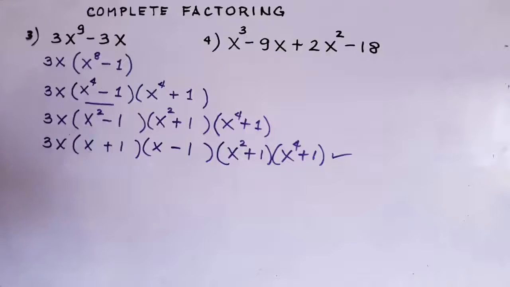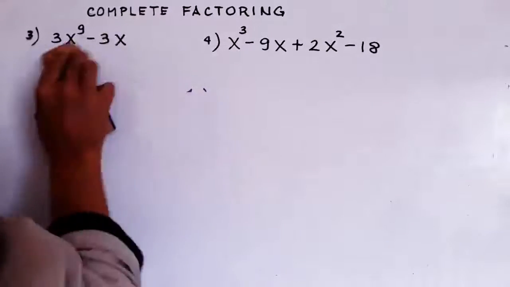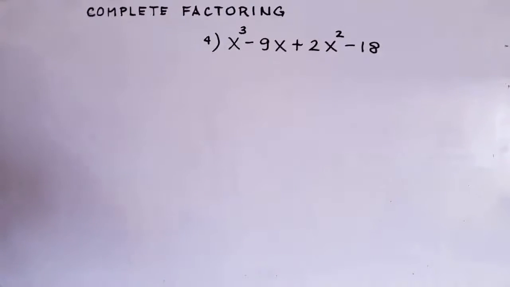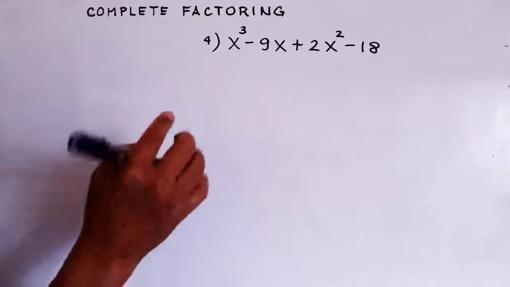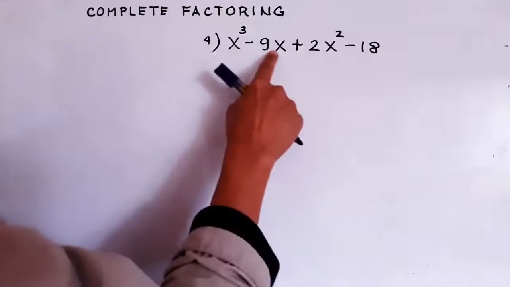For number 4, I will erase this one, class. Now, what do you observe here, class? x cubed, how many terms do you have here? 1, 2, 3, and 4.